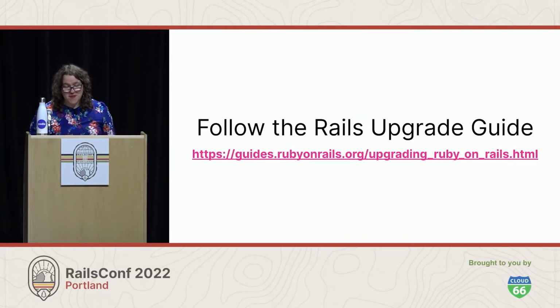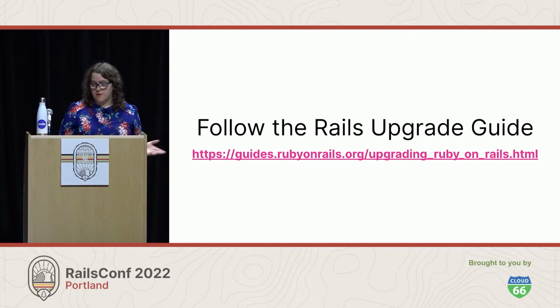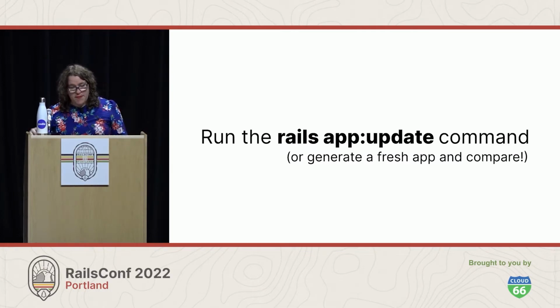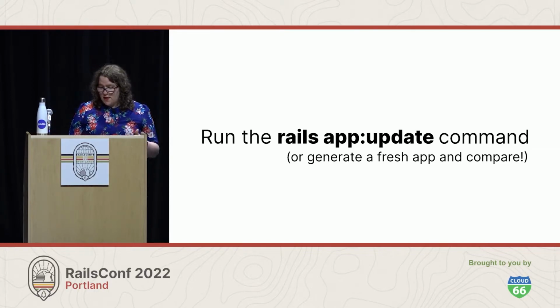Then you go through the Rails upgrade guide. The Rails team usually does a good job of notating what changes, and if not, that's a great spot for you to contribute back into open source. Run the Rails app update command, or you can generate a fresh new Rails app and compare the environment and initializer folders. I oftentimes will do the fresh app strategy with the version I'm upgrading to and look at the configuration changes and see what's changed.